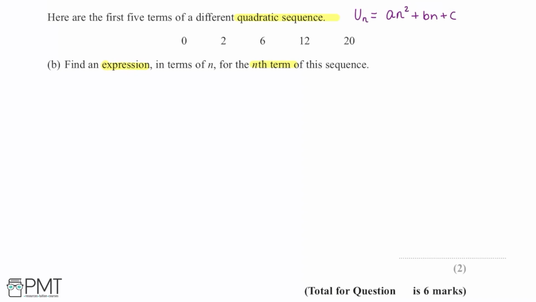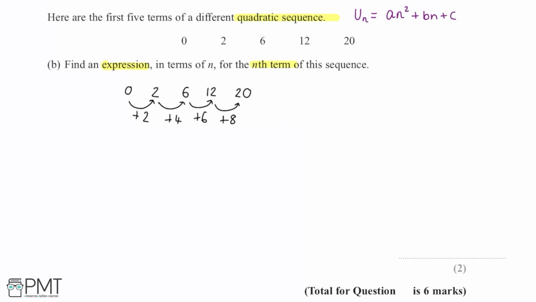So if I just write out the terms again, 0, 2, 6, 12 and 20, to find the coefficient of n squared, so a in this case, we need to look at the second difference between these terms, and this is just the method that you have to know and use to find this. So the difference between 0 and 2 is plus 2, between 2 and 6 is plus 4, between 6 and 12 is plus 6, and between 12 and 20 is plus 8. And that's the first difference.